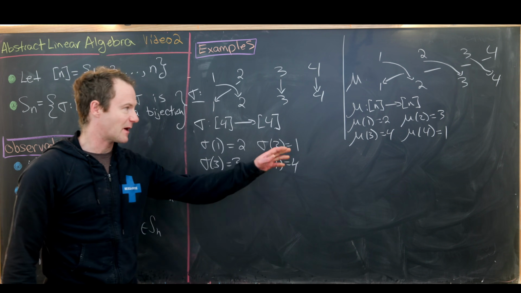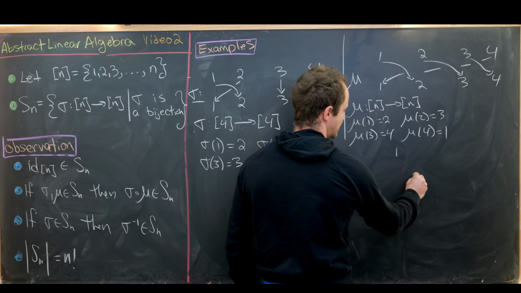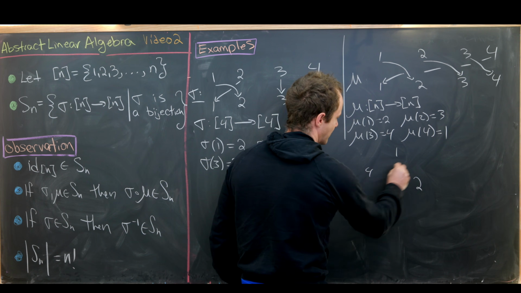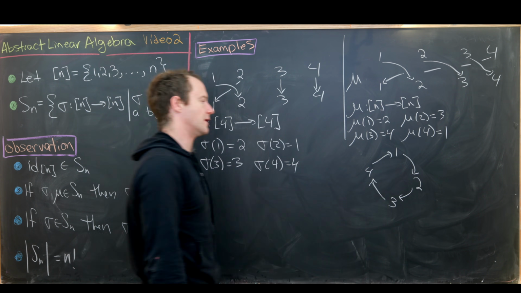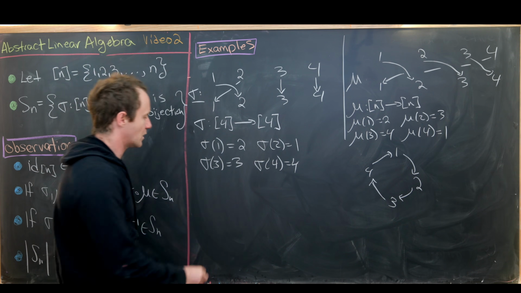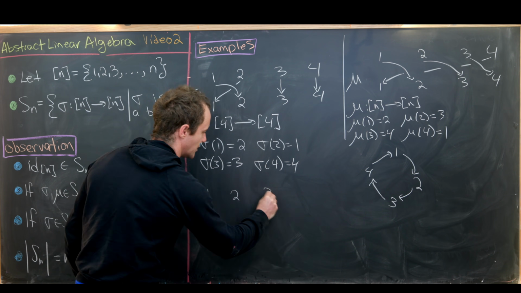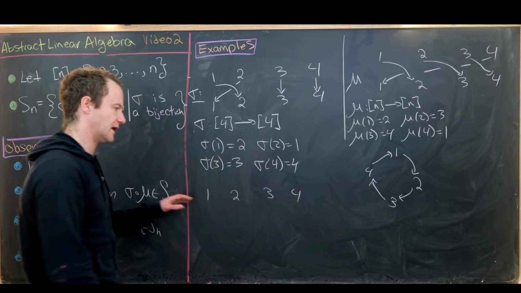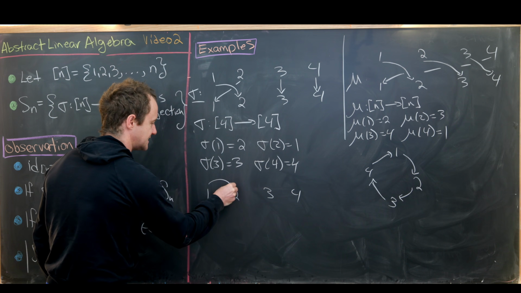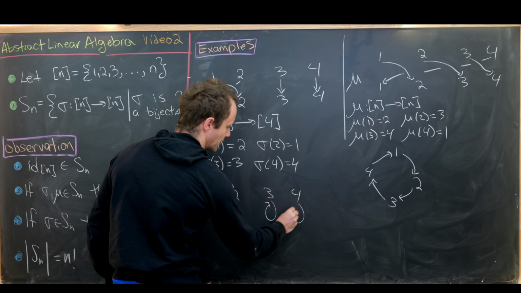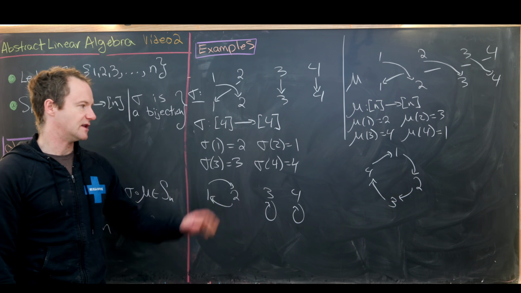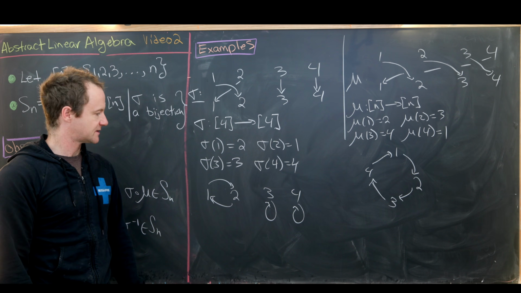So we could think about this one as kind of a nice loop. We could put 1, 2, 3, 4 around in a circle, and this is the action of mu on those numbers. Whereas here, we can think of 1, 2, 3, 4 being in a line, and sigma swaps 1 and 2, but then takes 3 and 4 to themselves. So that's another way of visualizing this.